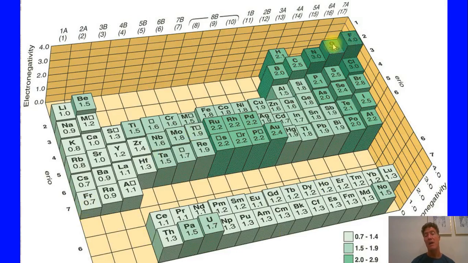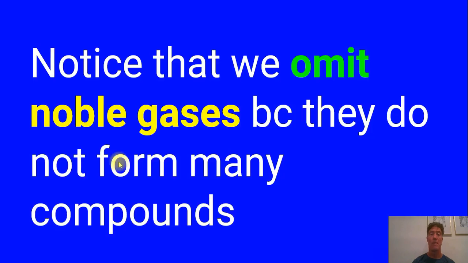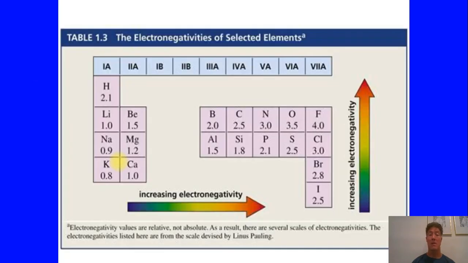And as you can see, the closer you get to fluorine, things like oxygen, chlorine, nitrogen, and sulfur are going to have much higher electronegativities than these other metals. So basically the non-metals tend to be much more electronegative than the metals. That's a good rule of thumb. We pass over the noble gases because they don't form a lot of compounds.